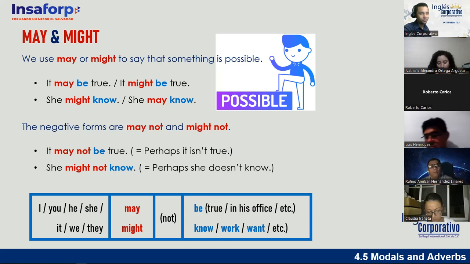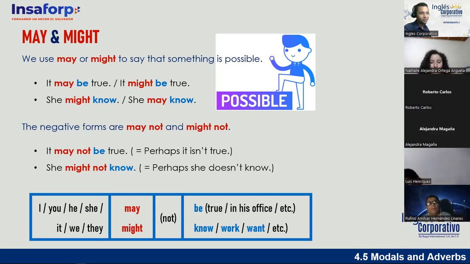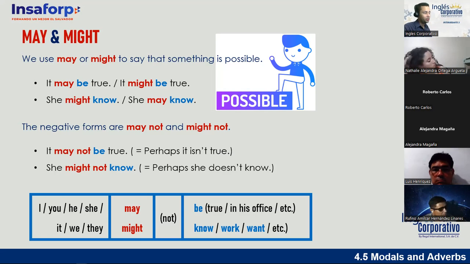And what about the second one? What's the other rule? I think there's no change with the third person. Okay, that is correct. Thank you, Alejandra. There is no special form for the subjects he, she, or it. Okay, the modal stays the same for all subjects in all situations. So as you have it here, you can use I, you, he, she, it, we, or they. It doesn't make a difference.